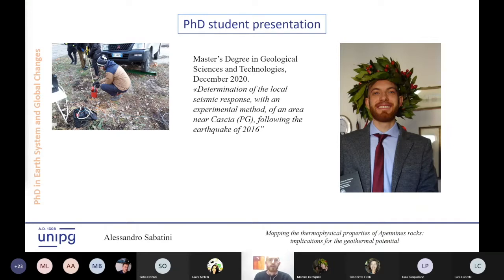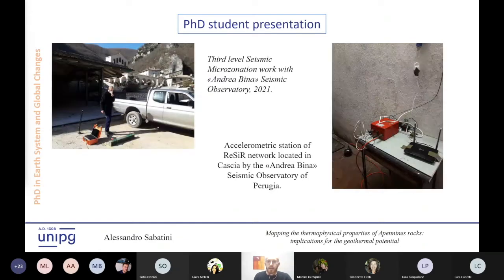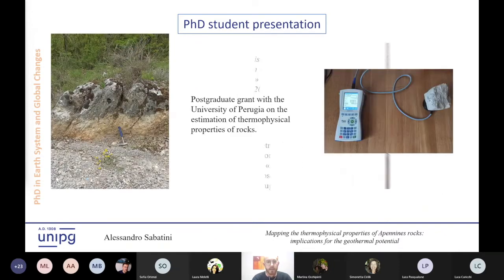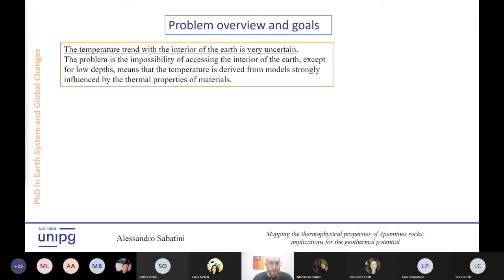the earthquake of 2016. I have collaborated for about 3 years with the Andrea Bina Seismic Observatory of Perugia, with which I have carried out a third-level seismic microzonation work in the municipality of Cascia, PG, published accelerometric data, and carried out other geophysical surveys. I also had a postgraduate grant with the University of Perugia on the estimation of thermophysical properties of some rocks present in the Umbria region.